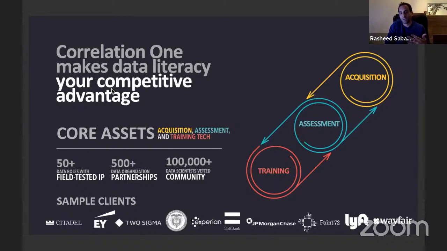And we started Correlation One in order to make data literacy your competitive advantage, whether you're an enterprise or a person. We work with some of the biggest and most sophisticated employers in the world in financial services and technology. And for all of you participating in our Data Science for All Empowerment community, those client networks where we've already validated their need for data talent, all of you can benefit from that as these same employers look to hire AI and data talent.